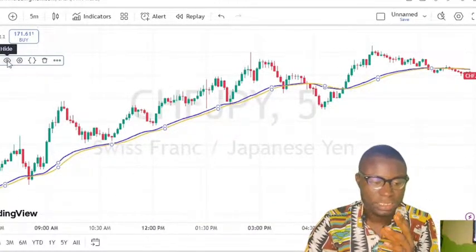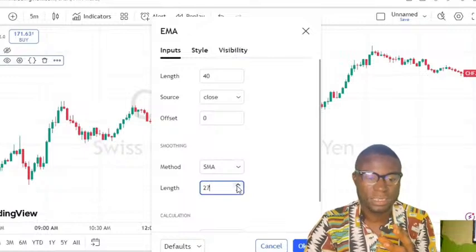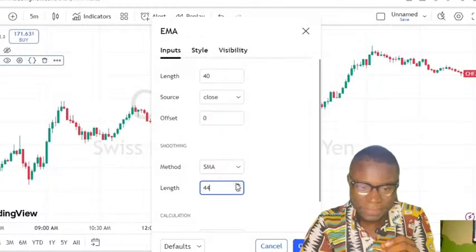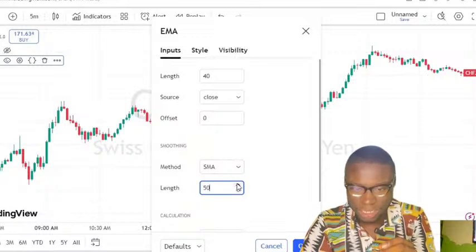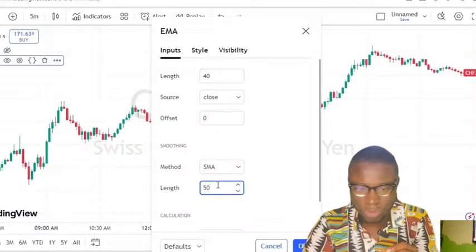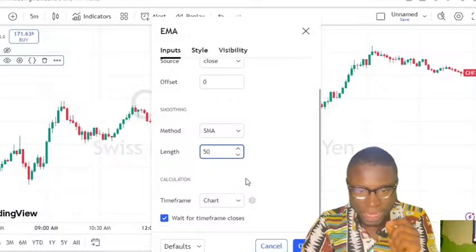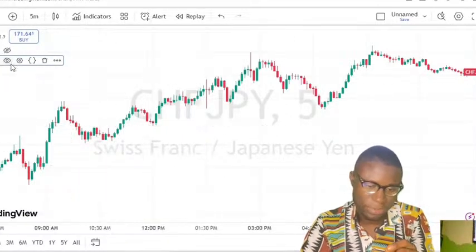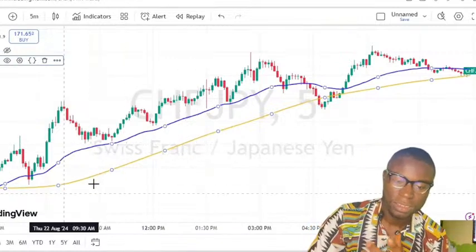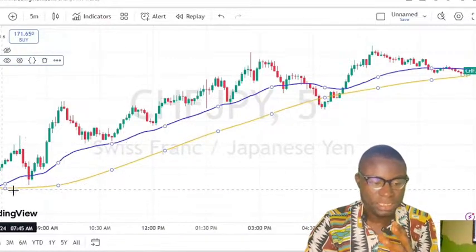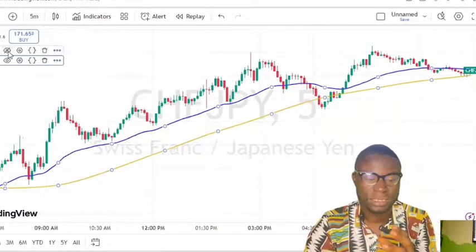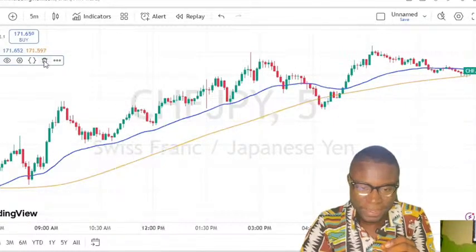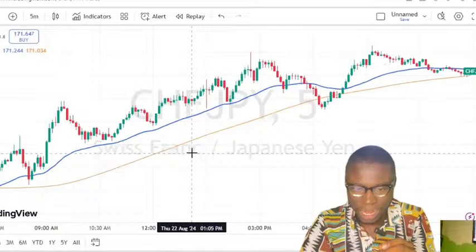Okay, one more thing. You have to increase the length to 50. Remember the other one is 40, but this one here is 50. Make sure you increase it to 50, then click done. That is it. So good, you have it here. You can see this is the chart, this is the moving average. It's exactly the same as this one. So you have it right here. This is just how to set it up, guys.